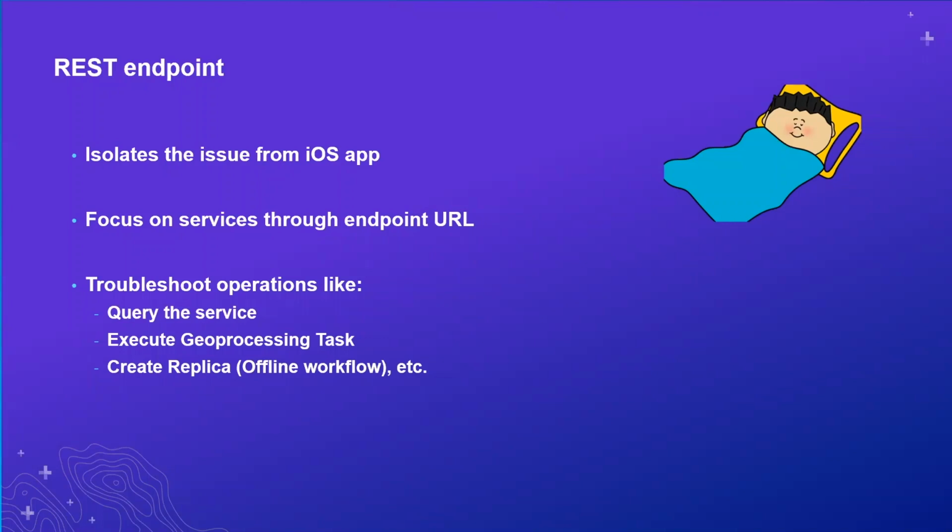The REST endpoint focuses on services through its endpoint URL. That means you can go to the REST endpoint, select the operation which you are trying to do on your client iOS application, and then troubleshoot it. Some of the common troubleshooting operations which we can do on the REST endpoint are querying the service, executing a geoprocessing task, creating a replica, which comes under the offline workflow, and many more like this.